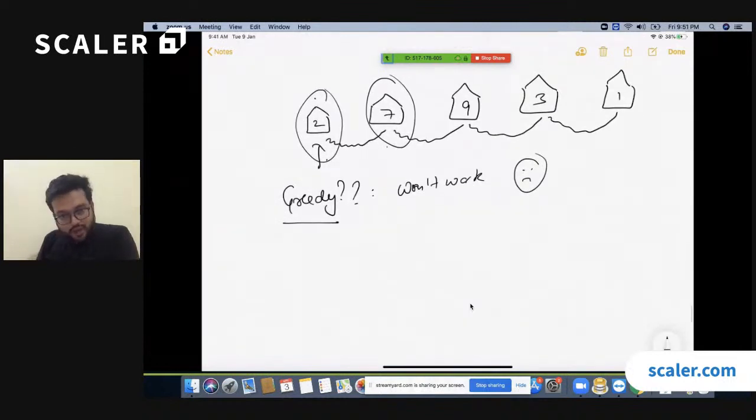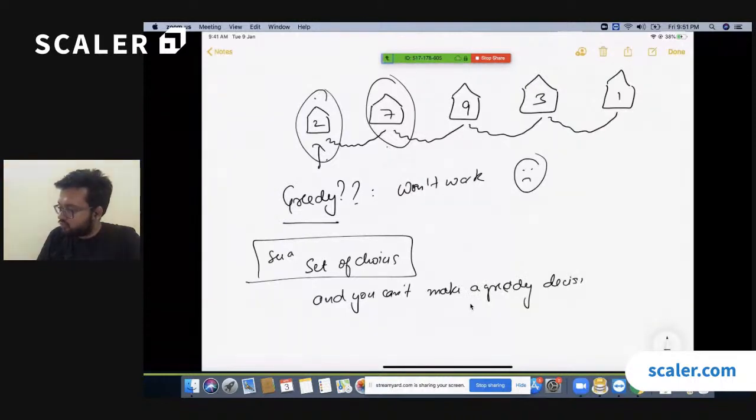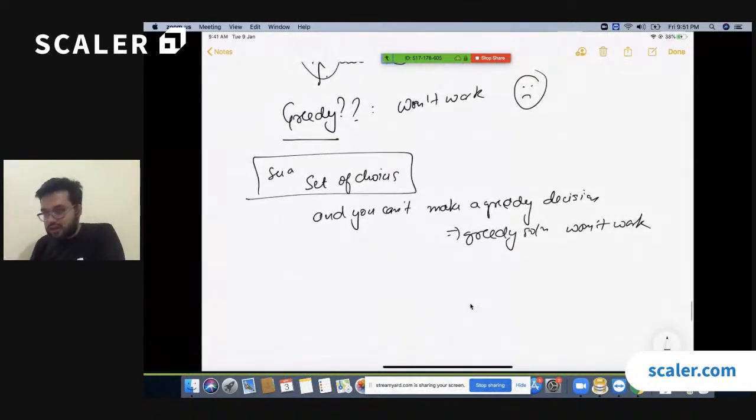Whenever you see a set of choices and you cannot make a greedy decision, greedy solutions won't work. Now, if greedy solutions won't work, let's see if a dynamic programming solution can work.